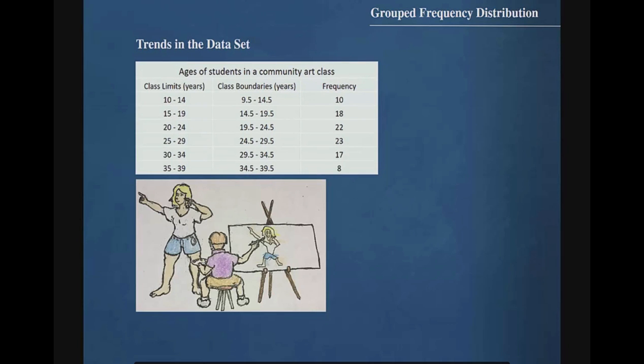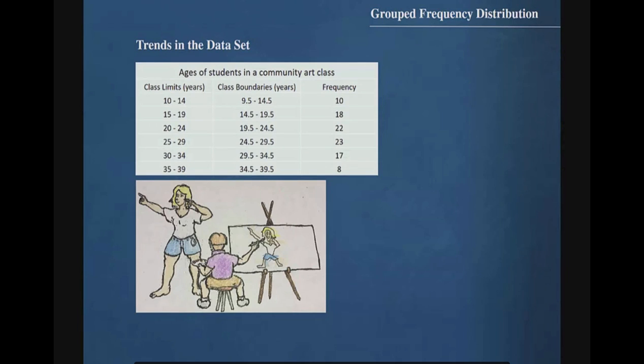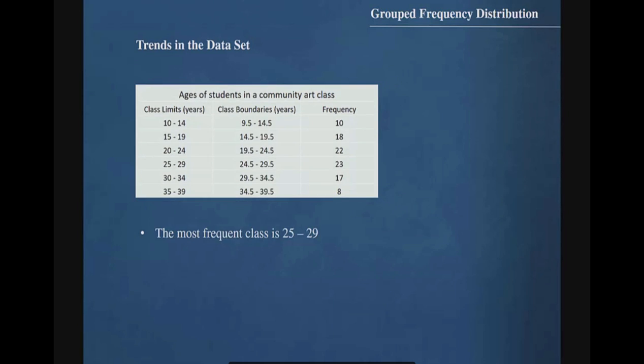This grouped frequency distribution can tell us nothing about the talent or skill of the students in the class, but there are some interesting trends in the data set that can be found by analyzing the grouped frequency distribution. We can see that the most frequent class is 25 to 29. This tells us that there are more students between the ages of 25 and 29 than any other age group in the distribution.